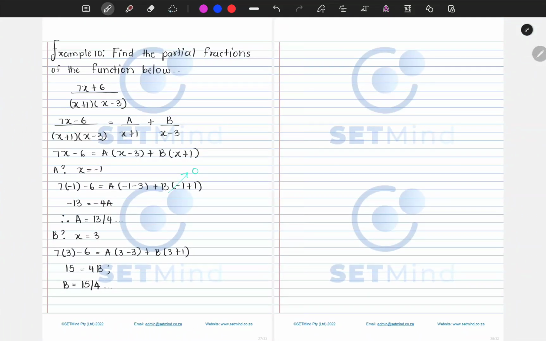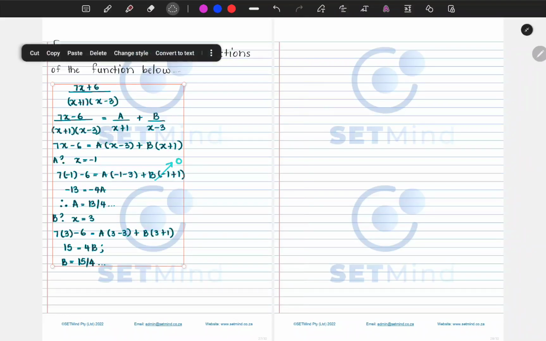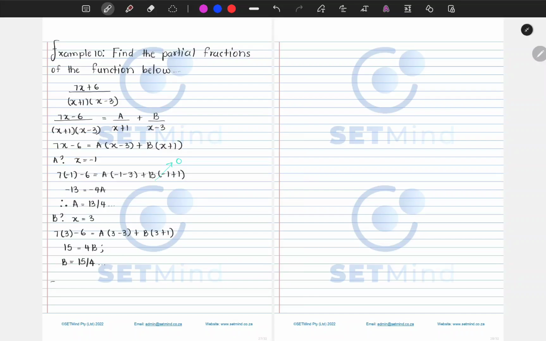Let's just create some space and conclude on this. If you look at our answer, we are given 7x minus 6 divided by x plus 1 and x minus 3. What we found was that A is 13 over 4, so we have 13 over 4 divided by x plus 1 plus our B, we found 15 over 4 divided by x minus 3.